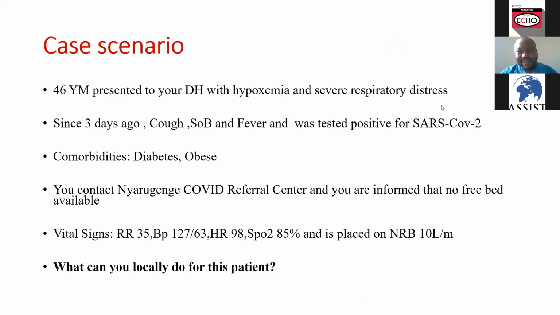So as we are introducing the basics of ICU, here we have a case, somewhere in a facility: a 46-year-old male presented with hypoxemia and severe respiratory distress, who has tested SARS-CoV-2 positive, and is diabetic and obese. But our hospital these days, Nyarugenge Referral Center, is very busy, with few beds. So as a healthcare provider for this patient, what can you do locally while we are waiting for a bed to be available?